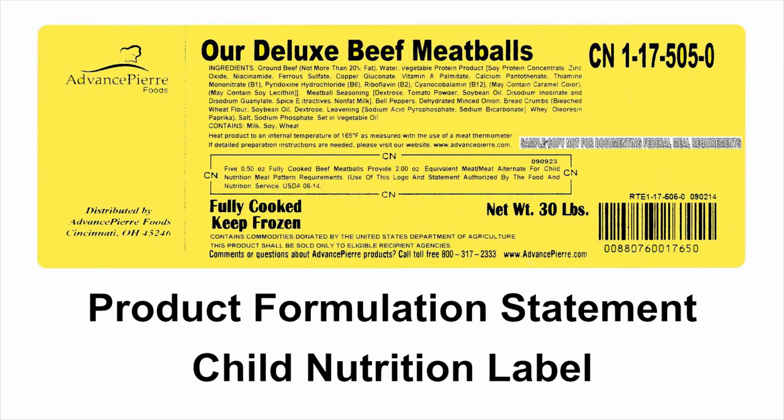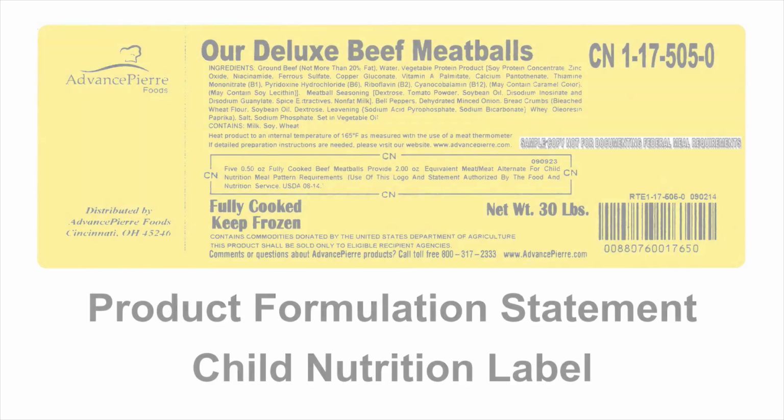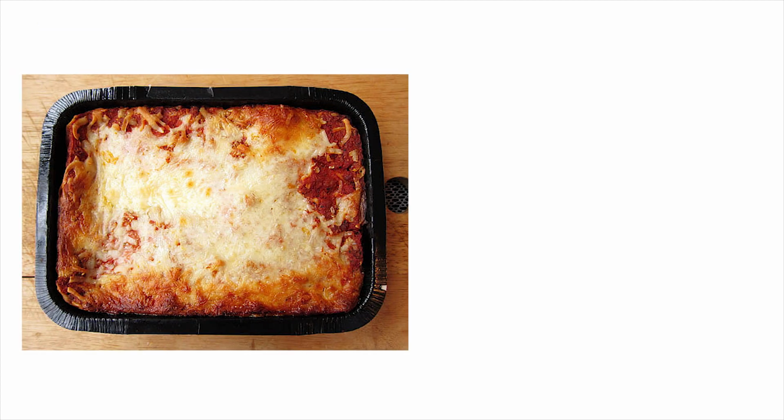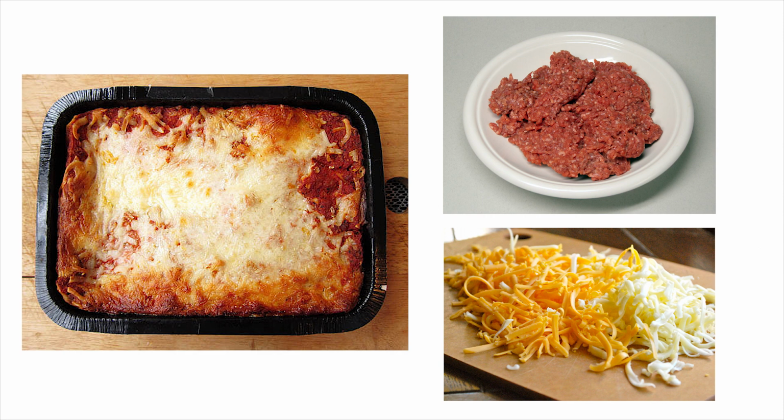Furthermore, you cannot add additional meat or meat alternate or another component to the product to make it meet requirements. For example, you can't add additional ground beef or cheese to lasagna. If you have further questions about product formulation statements or child nutrition labels, please contact your CACFP Program Administration Specialist.